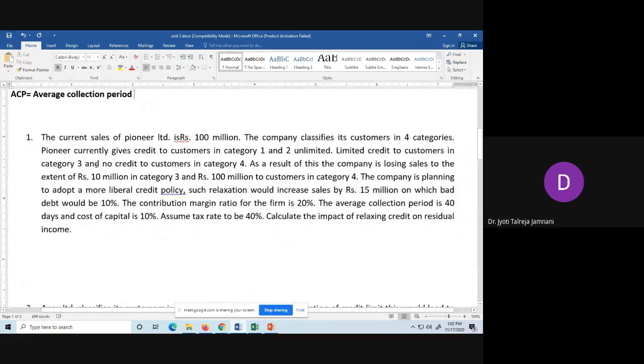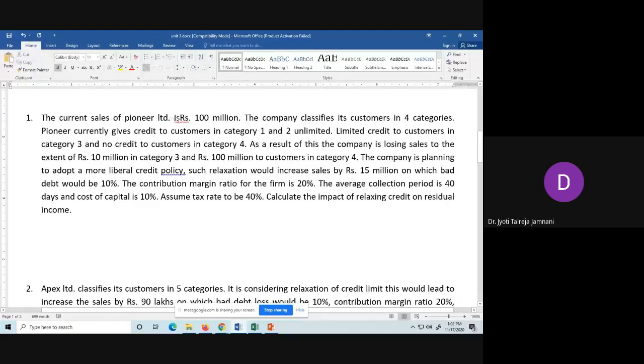Okay. The current sales of Pioneer Limited is rupees 100 million. It's not change in sales, so we will not record it here as of now. The company classifies its customers in 4 categories. Pioneer currently gives credit to customers in category 1 and 2, unlimited. So if you come under category 1 or 2, you get unlimited credit. That means there will be no restriction. As many goods as you want, you can take all on credit.